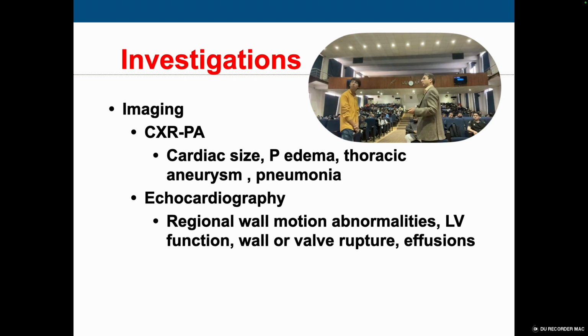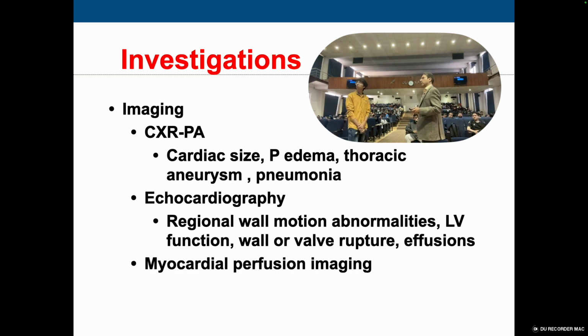This regional wall abnormality you may also see in angina, because in angina, the affected area may not be contracting normally. Echo can tell you the LV function, what the ejection fraction is. You can see free wall rupture or valvular rupture. You can see the pericardial effusion. So you can see multiple things in echo, but again, it's a bedside echo. Don't send the patient to the echo room.